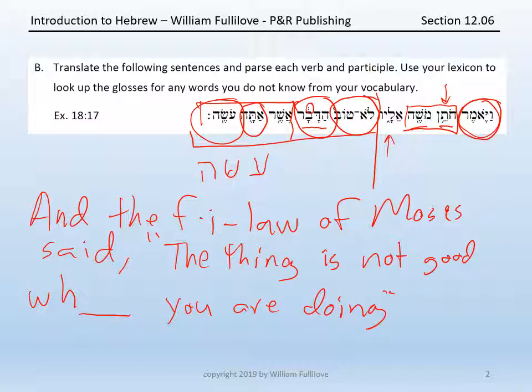Now I can come back and figure out my translation for asher. The thing which you are doing is not good. So if I want to be wooden in my Hebrew word order, the thing is not good which you are doing. If I want a more natural English word order, I would say the thing which you are doing is not good. Do the rest of Section B to practice your translation of various passages.